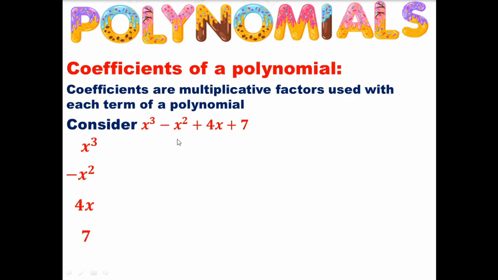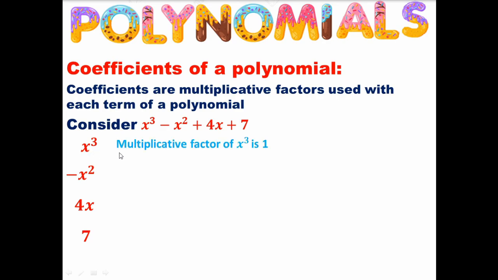Let me separate these terms. Now you consider x cube. Here, what is the multiplicative factor of x cube? See, here you just have x cube, isn't it? You don't have any number with x cube. So it means that it is 1 into x cube.